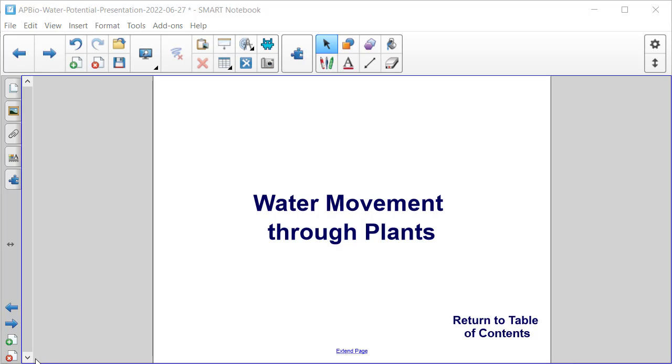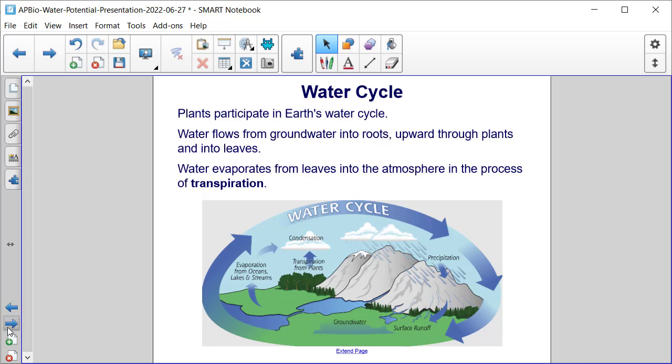In this section, we'll discuss water movement through plants. Let's begin with a review of the water cycle. Plants participate in Earth's water cycle. Water flows from groundwater into roots, upward through plants, and into leaves. Water evaporates from leaves into the atmosphere in a process of transpiration.